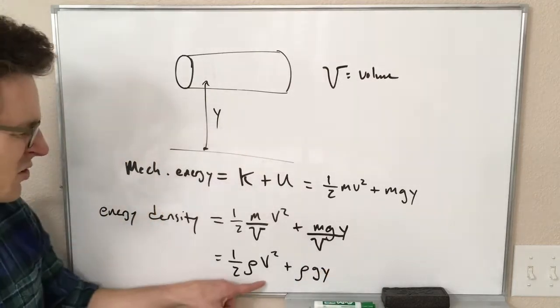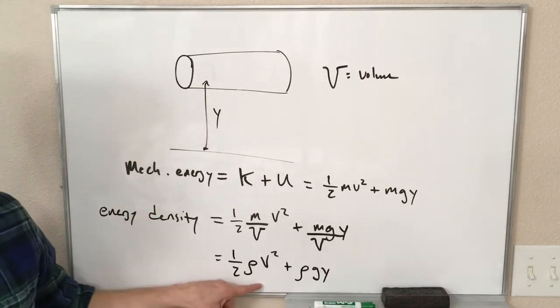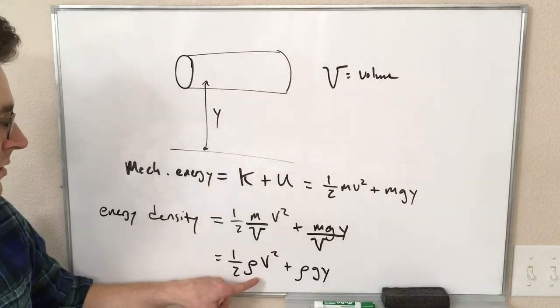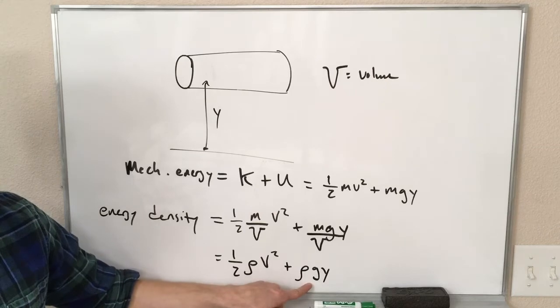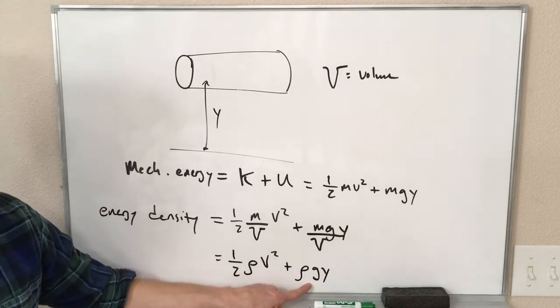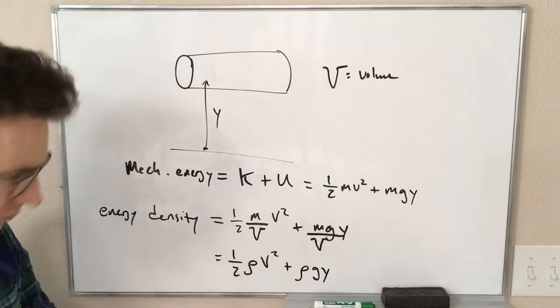So 1/2 rho v squared is like a kinetic energy, but it's a kinetic energy density. It's kinetic energy per volume. Rho gy is our potential energy density, that is like a potential energy per volume.